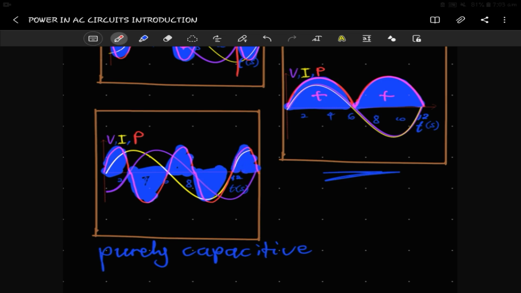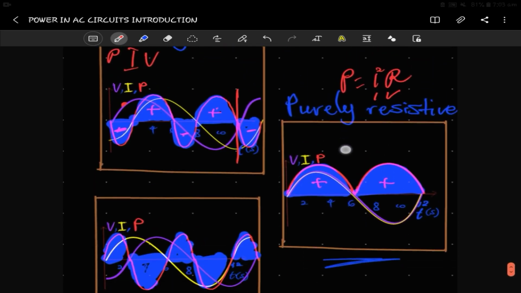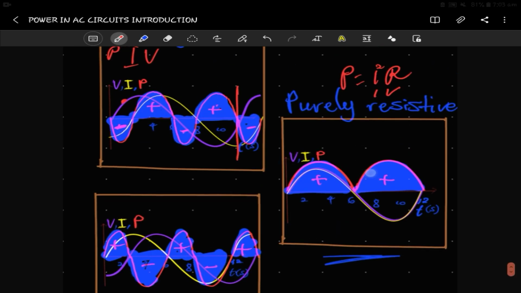This one too is just like the purely inductive, but flipped, or rotated around the x-axis. So again, positive work, negative work, cancel out. Positive work, negative work, cancel out. Basically, these two are not consuming anything from the circuit. Theoretically, they're just doing net zero work.